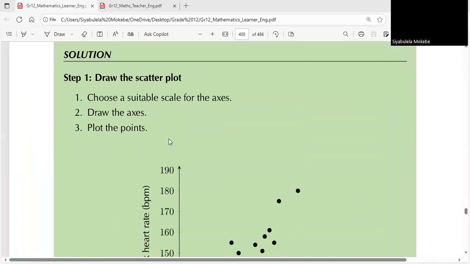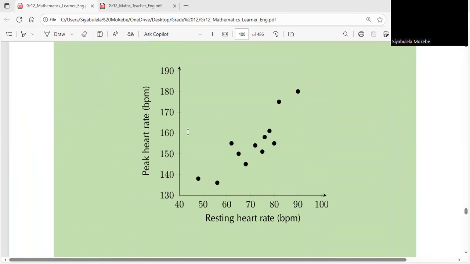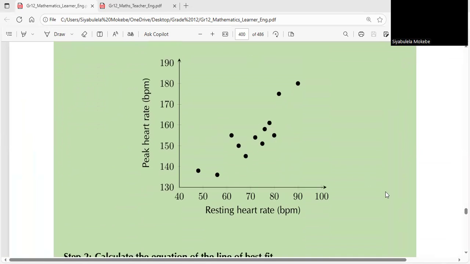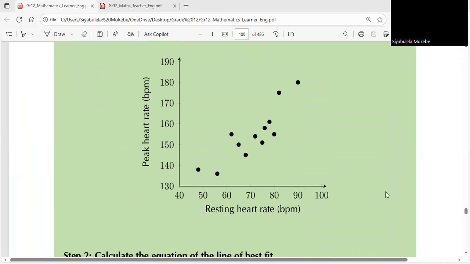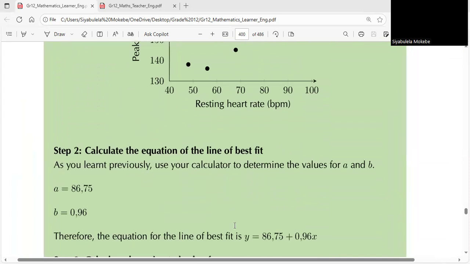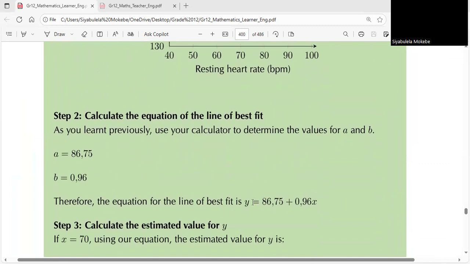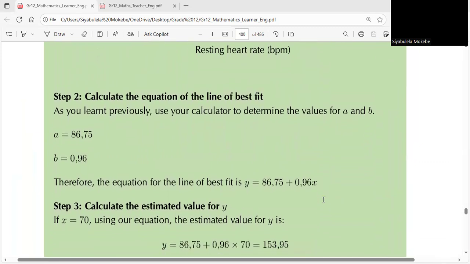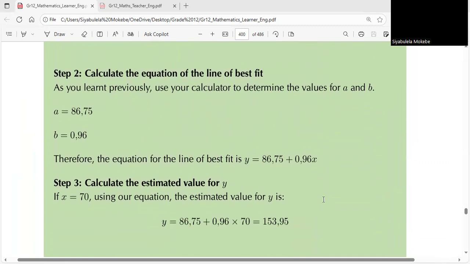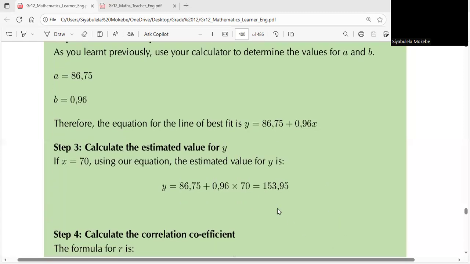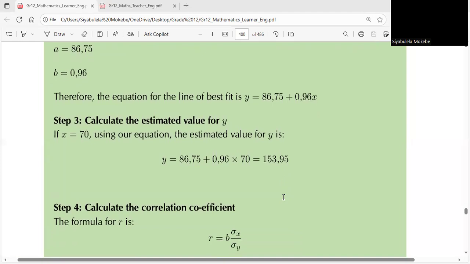So there we go. That is what we have there. Then calculate the equation of the line of best fit. That's that. Okay, calculate the estimated value for y if x is 70. That is that. Now calculate the correlation coefficient.